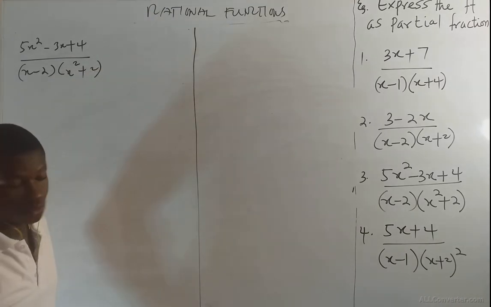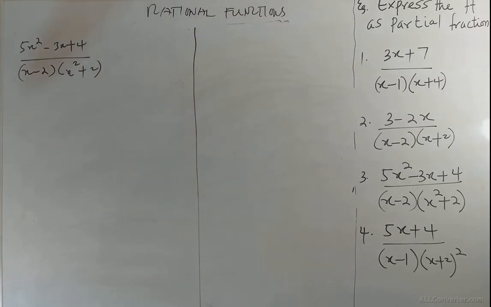Now, what you have to do is check whether it's a proper rational function or improper. Now, the numerator, you realize that the degree is 2. The quadratic expression is 2. Now, with the denominator, we have x exponent 1 here, x exponent 2 here. So, when you simplify, you get a cubic function. So, 2 over 3 is still proper.